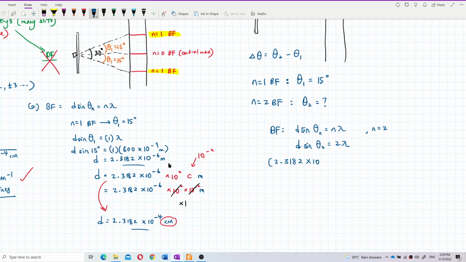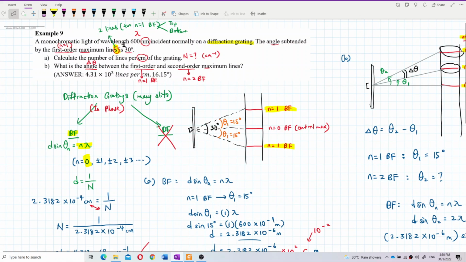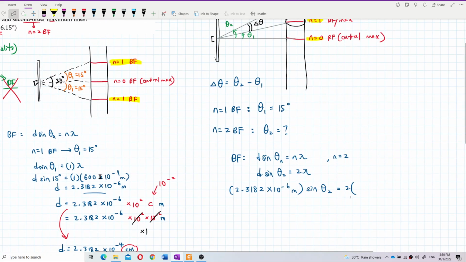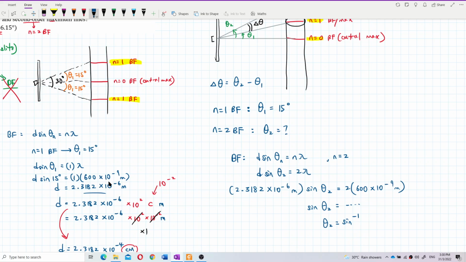So d is 2.3182 times 10 to the negative 6 meter. Then you need to find theta 2. Lambda is 600 nanometer, isn't it? So nano changes to exponent negative 9, same as before: 600 times 10 to the negative 9 meter. Okay, so I can get my sine theta 2. And don't forget to take the anti-sine of the value.